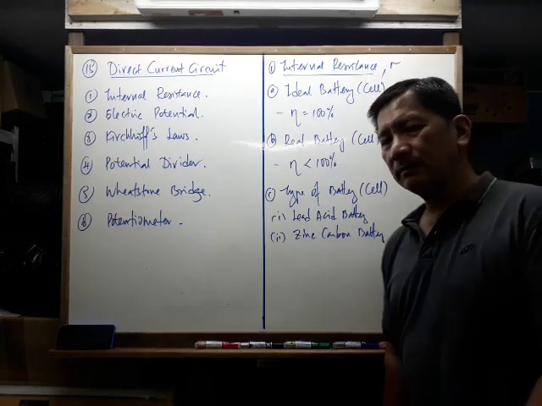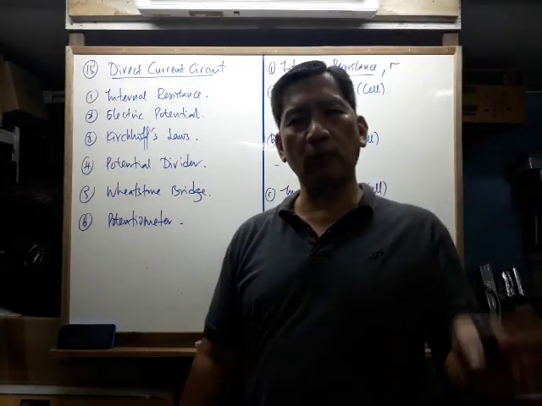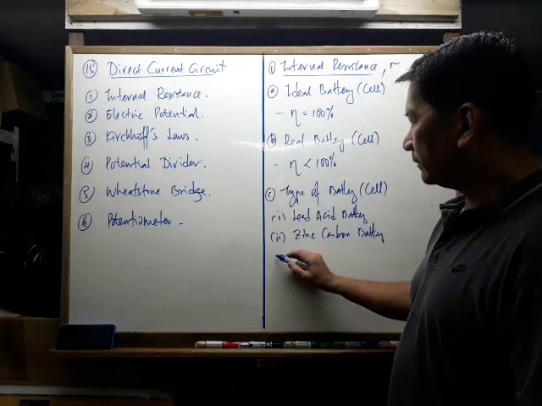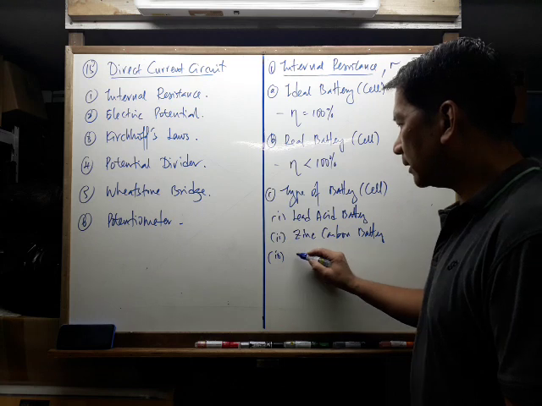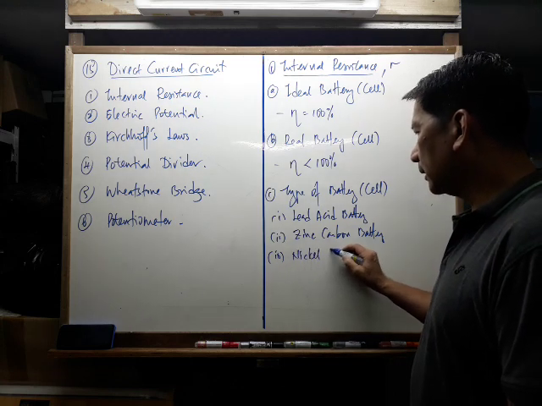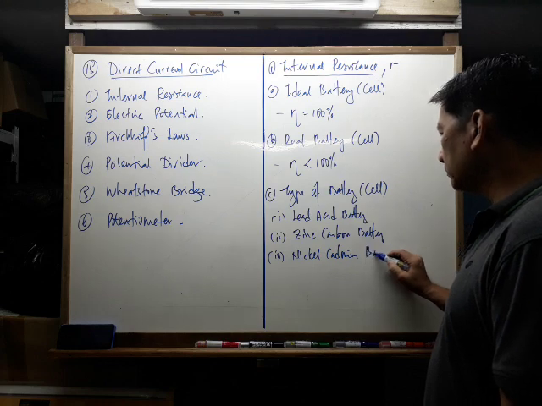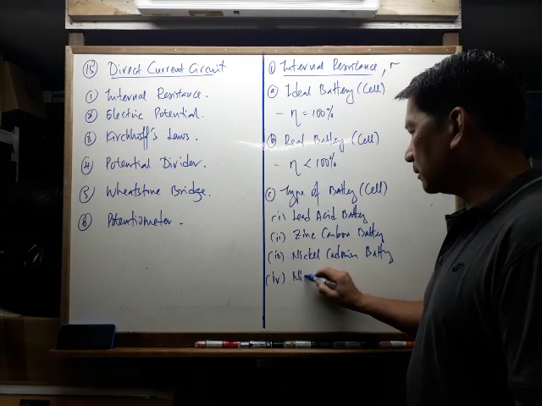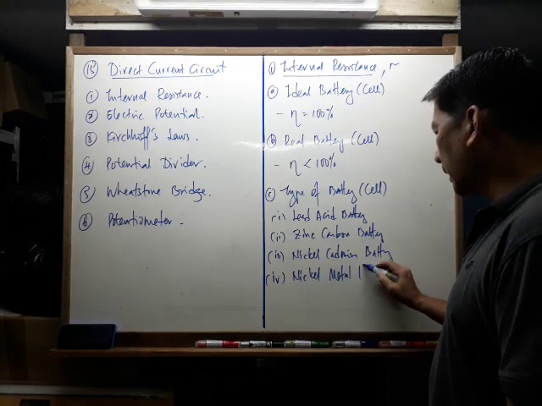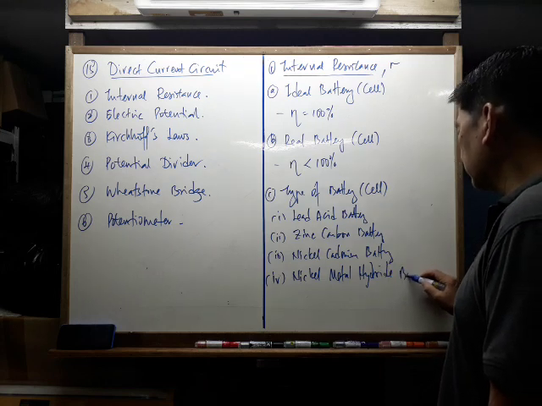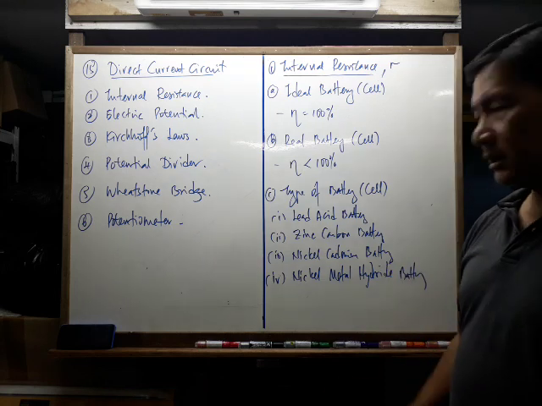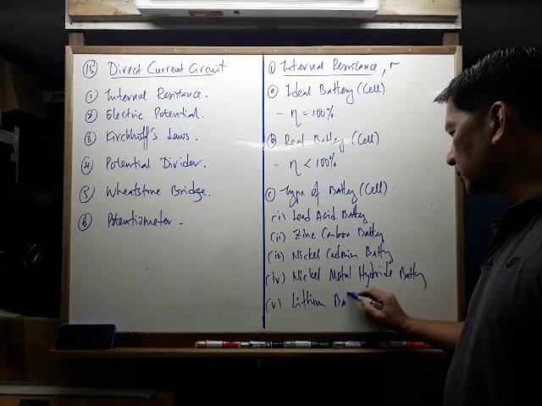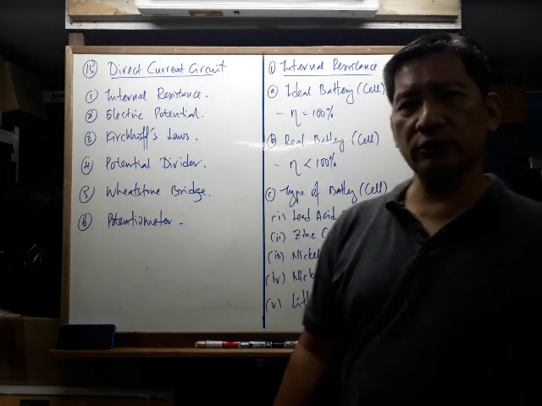This zinc carbon battery is the most common battery before rechargeable cell was marketed commercially. And then after that we have the nickel cadmium battery, and then followed by number 4, the nickel metal hydride battery. And lastly it is followed by the lithium battery. Under lithium battery we have so many types of technology.